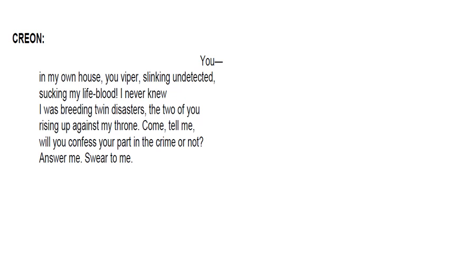Slide 3. Again, let's partition this closely and see what you notice. First part: you are in my house, you viper, slinking undetected, sucking my lifeblood. I never knew I was breeding twin disasters, the two of you rising up against my throne. It's not forensic. We're not looking at a crime committed in the past. Epideictic? Certainly. Why? Because you are attacking two individuals, calling them a viper, and then you're looking at their characteristics by the verbs slinking, sucking, breeding, and rising up.